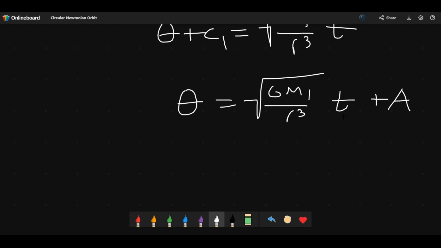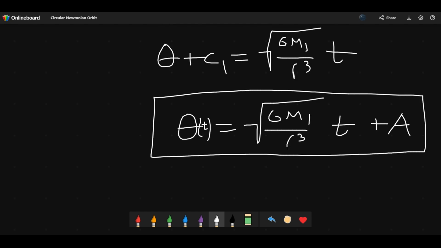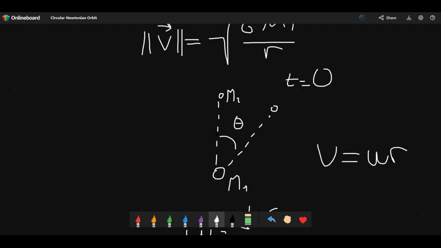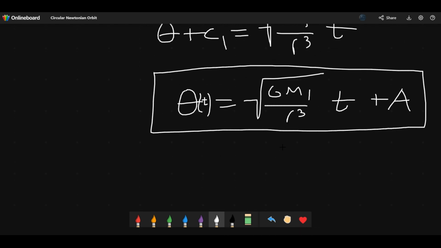So we have an equation, this is a function of time, that gives us the angle for the planet or for the lesser mass going around the larger mass as time goes on. The only thing left to do is to determine the constant.